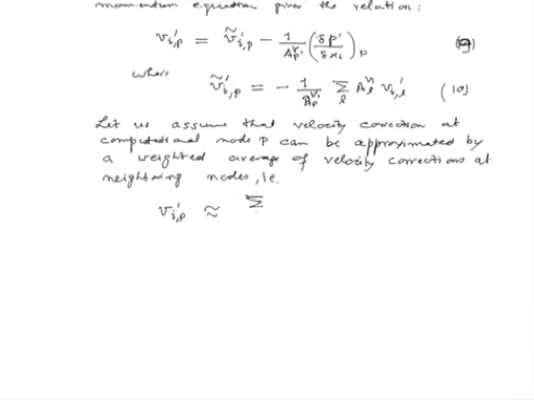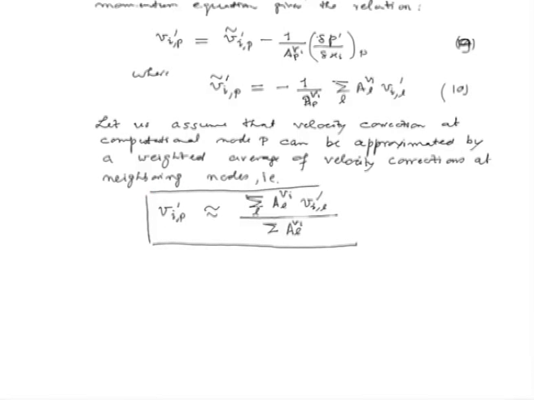So, the sigma L A L V I V I L prime divided by sigma A L V I. So, that is what represents our weighted average, and this is fair enough.